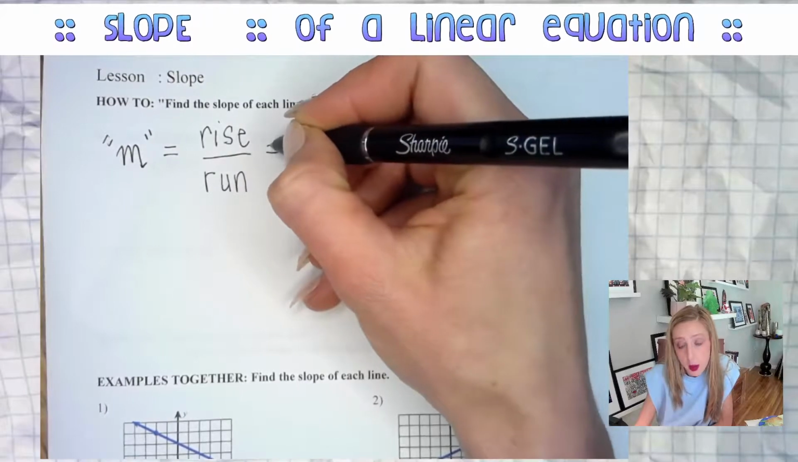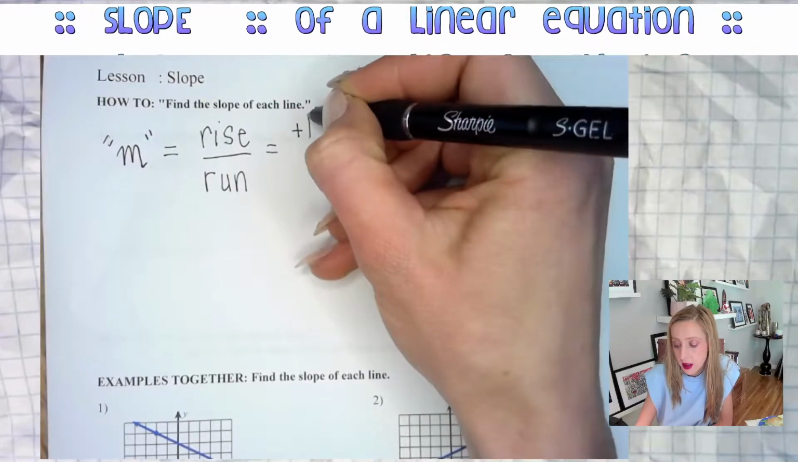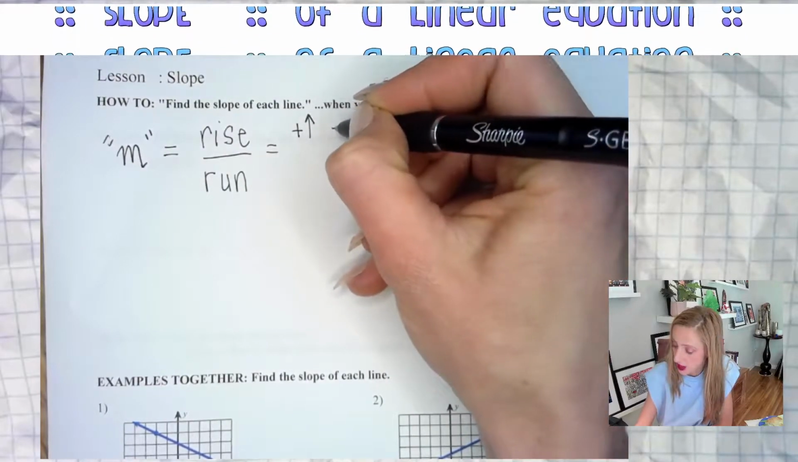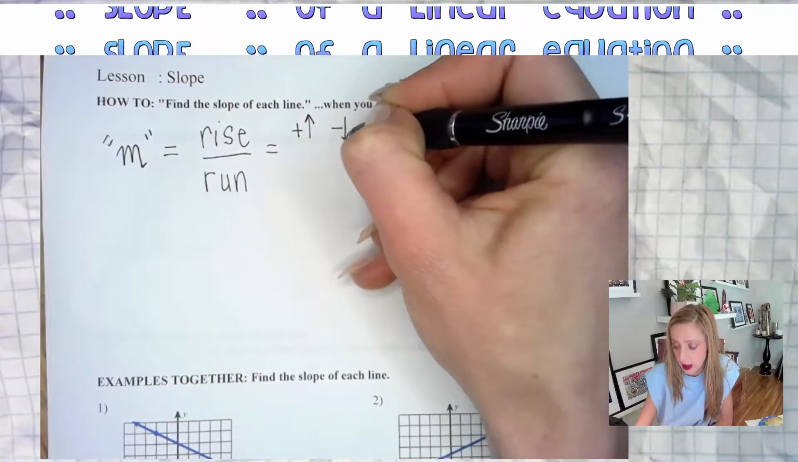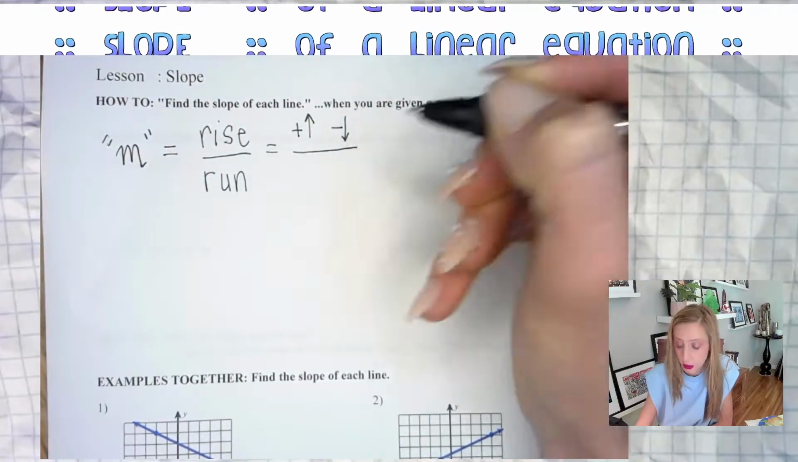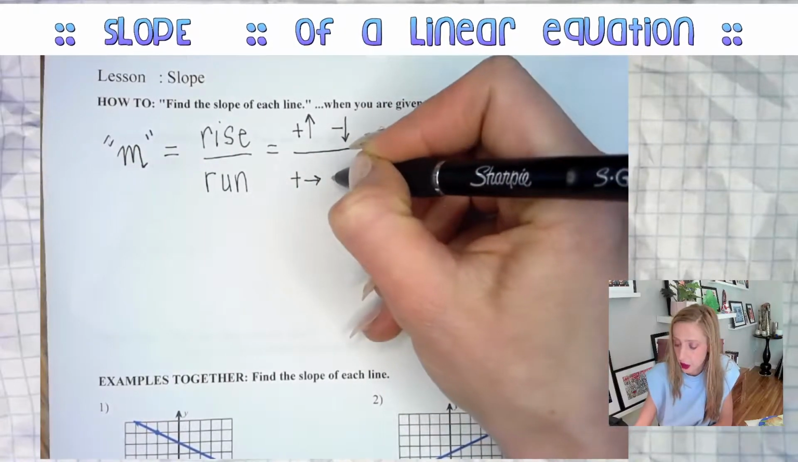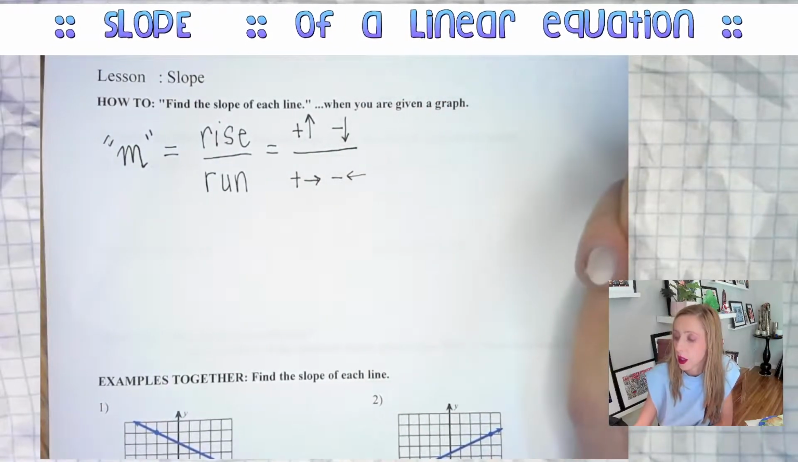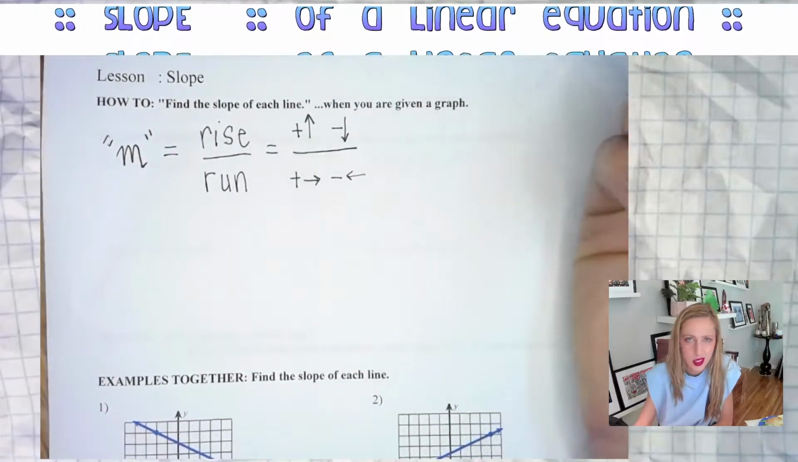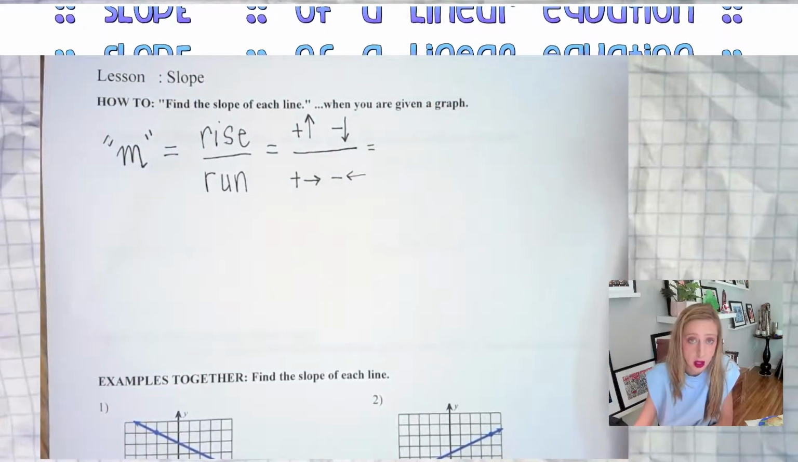When you have a positive rise, that means it's going up. If you have a negative rise, it means it's going down. As for the run, if you have a positive run, it's going to the right. If you have a negative run, it's going to the left. But still, what the heck is this? We still have a formula.